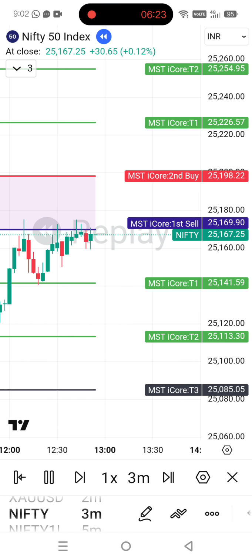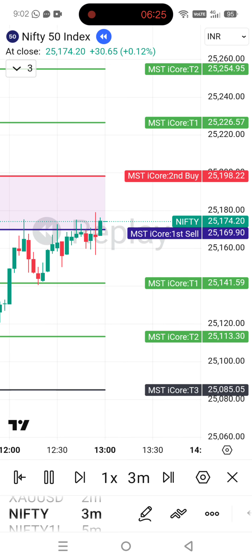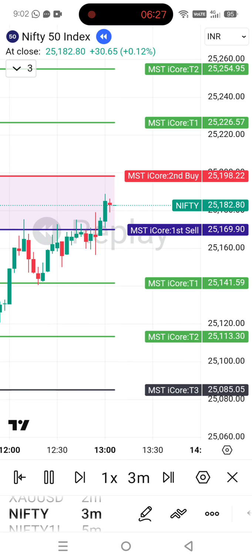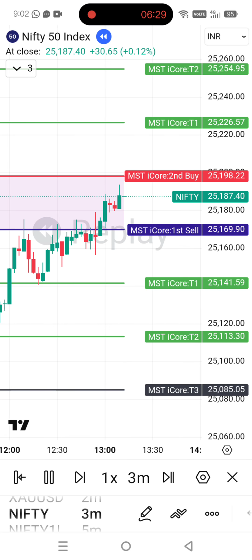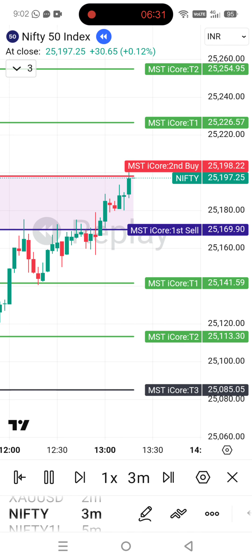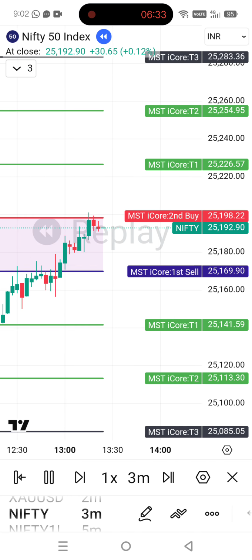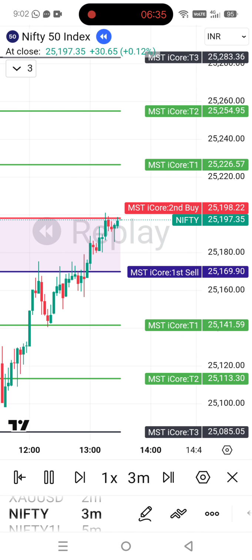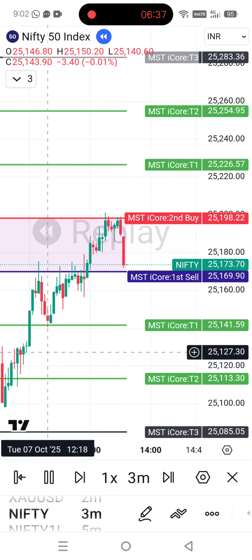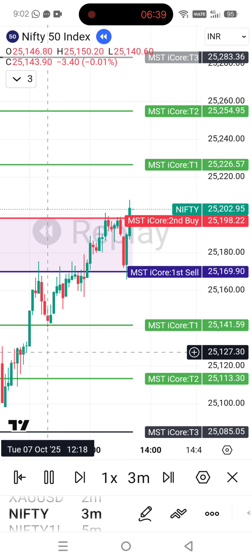After entry, if the market is going up, don't worry. We know our stop loss. We know our risk. Okay, where to end, where to exit, everything we know. So now in the second entry, we got only the first target. Second entry, second target we didn't get.